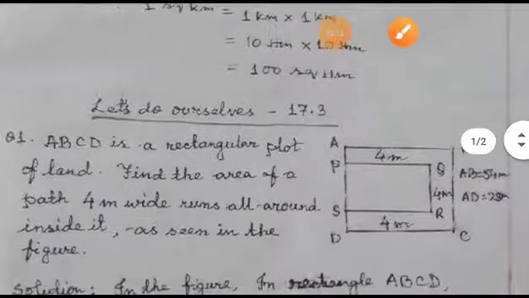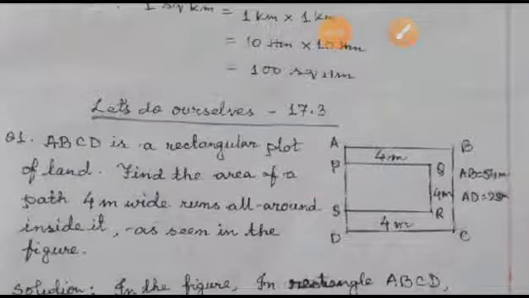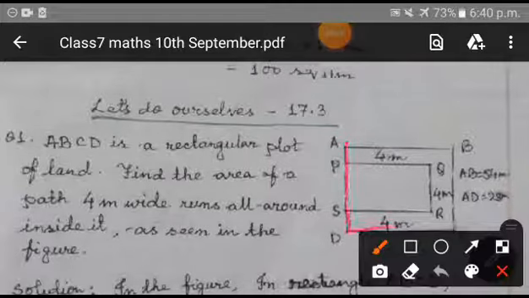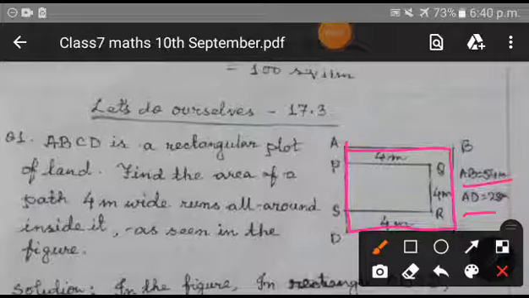Next we are going to work out a few sums of, let's do ourselves 17.3. This is a diagram based question. Let's read out the sum first. It is given ABCD is a rectangular plot of land. Find the area of the path 4 meter wide, runs all around inside it as seen in the figure. So here you can see the rectangular plot of land. The rectangle ABCD is having length 54 meter and breadth 28 meter. And the width of the path which is running inside it is 4 meter.